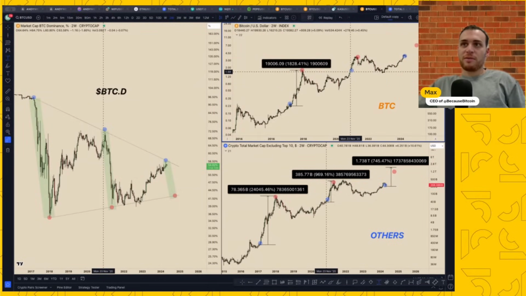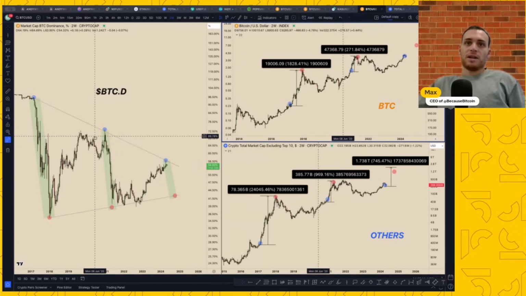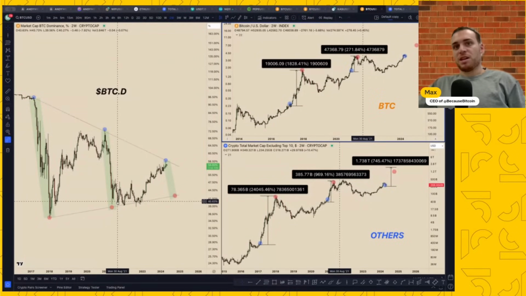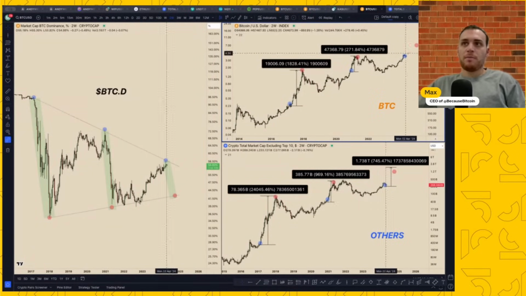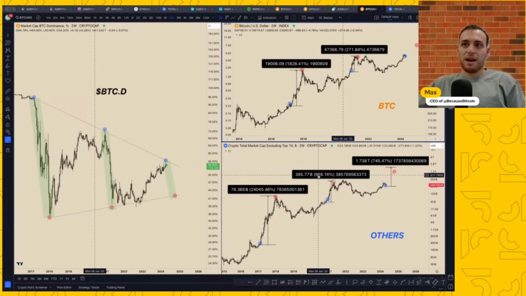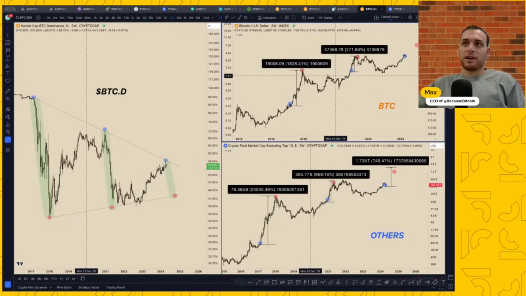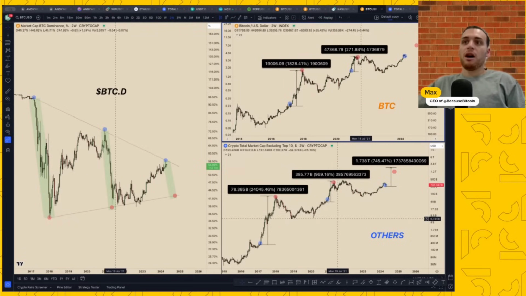What about last cycle? I'm kind of estimating, right? It's not super precise, but it's very close. When Bitcoin dominance right over here began to capitulate last cycle, Bitcoin USD went up 270% and others went up almost 1,000%. So again, Bitcoin loses market share, Bitcoin USD goes up, others, being altcoins, go up way more. And that's basically your global top.